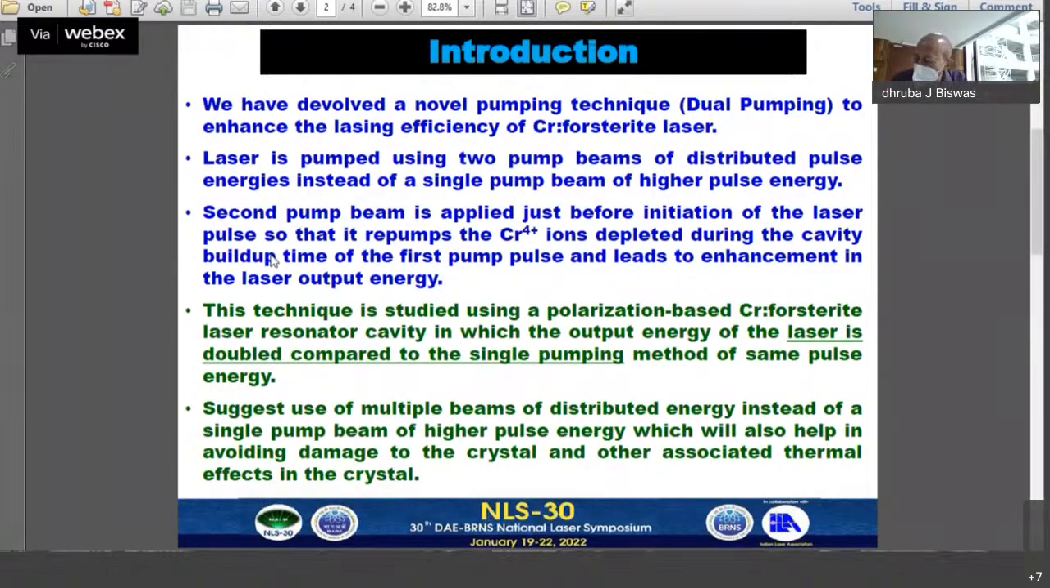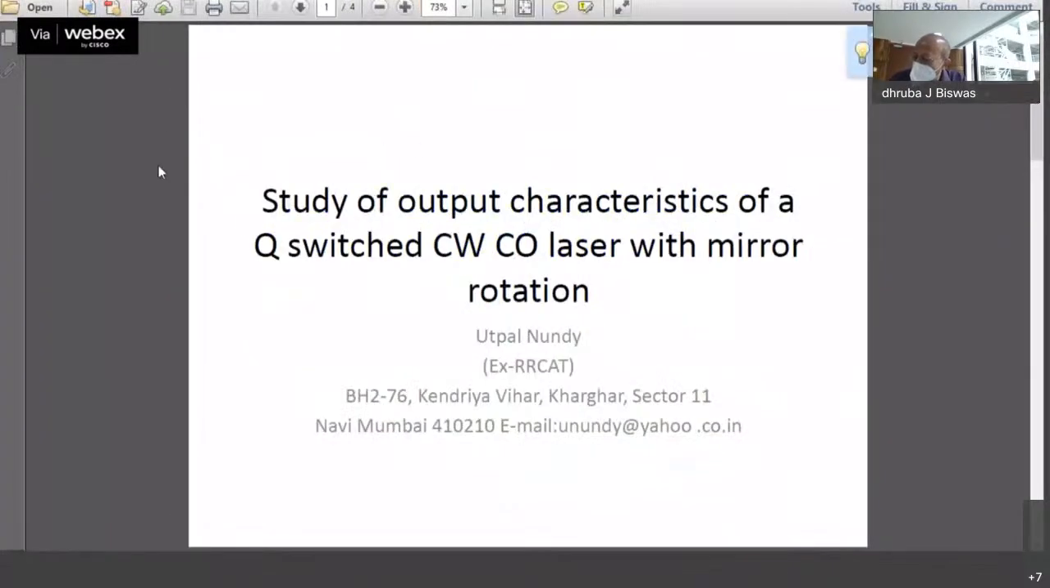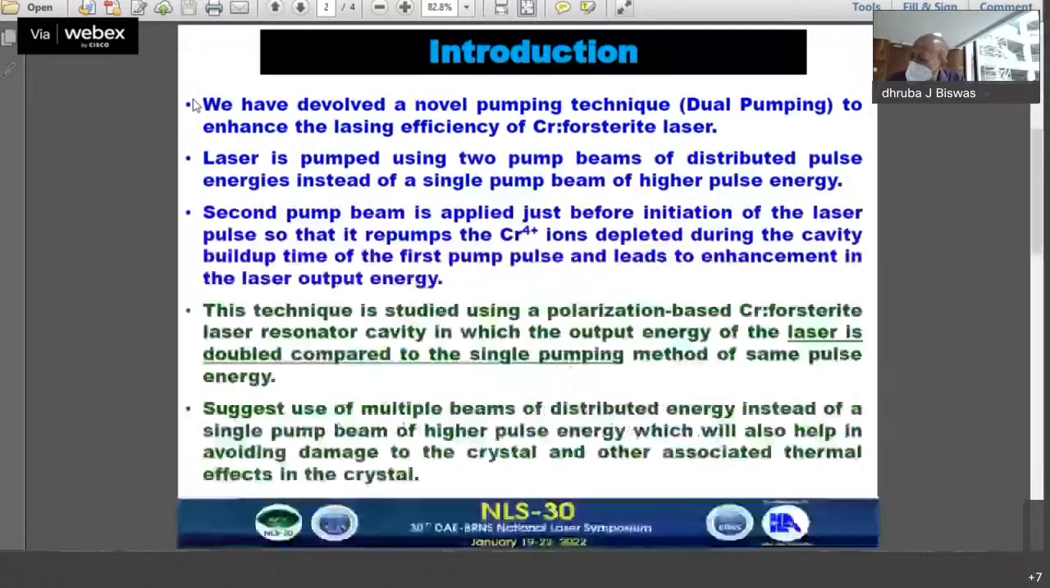So you have applied the technique in a polarization based chromium phosphide laser resonator cavity. And hello. Hello, sir, am I audible? You are audible, but the PPT has changed.